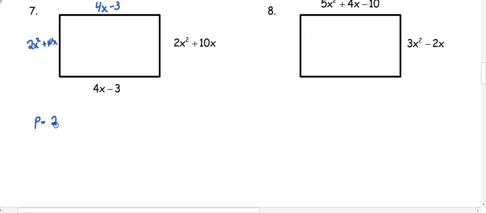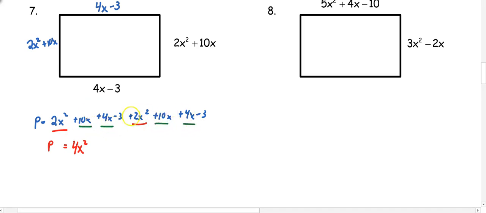So P equals 2x squared plus 10x plus 4x minus 3 plus 2x squared plus 10x plus 4x minus 3. So when I combine like terms, I have 2x squared and 2x squared, which gives me 4x squared. I have 10x, 4x, 10x, and 4x. So 10 plus 4 plus 10 plus 4 gets me 28x. And I have a negative 3 and a negative 3, which gets me negative 6.